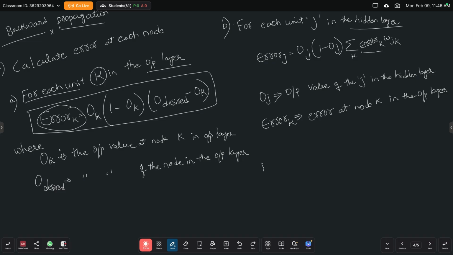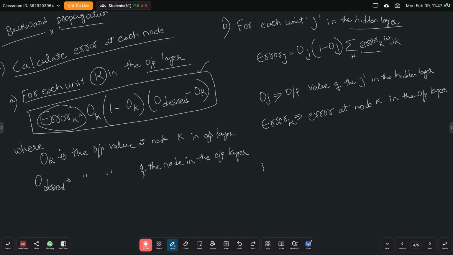After finding the error, if it is high and you want to reduce it, you can do the backward propagation. In this backward propagation, the first step is calculating the error at each node, for each unit k in the output layer and each unit j in the hidden layer. The formula for the output layer is Error k equal to Ok into 1 minus Ok, into O desired minus Ok.